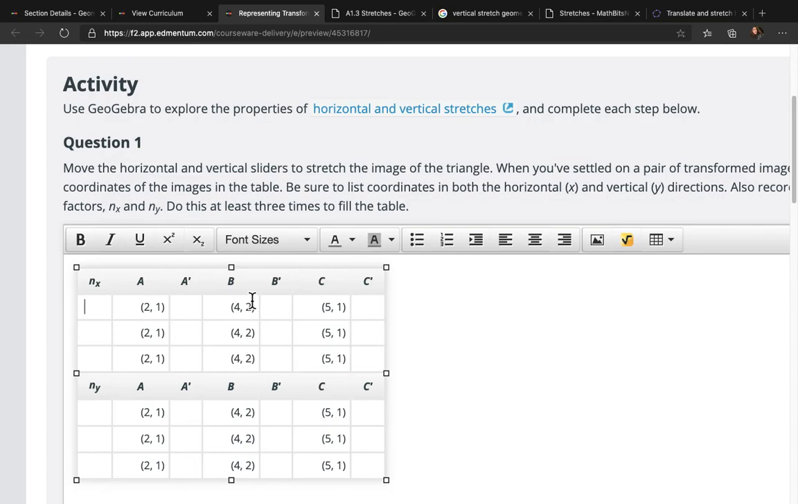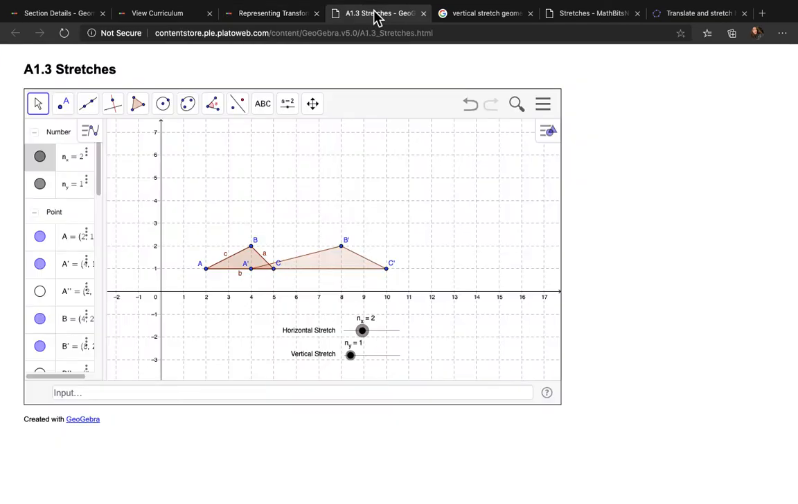I'm going to go ahead and record 2. And what they want us to do is record A prime, B prime, and C prime. So what that means is I'm going to record the final image of my points. So A prime, if you look at A prime, is at a positive 4 and a positive 1.